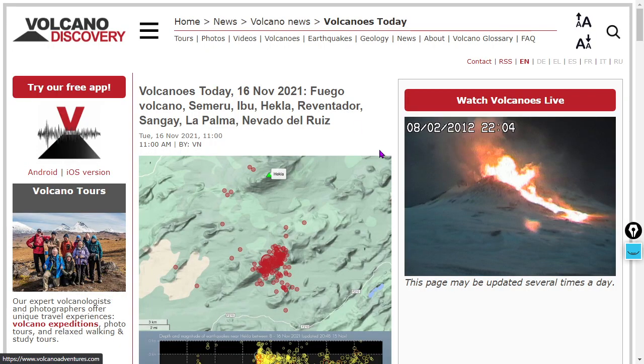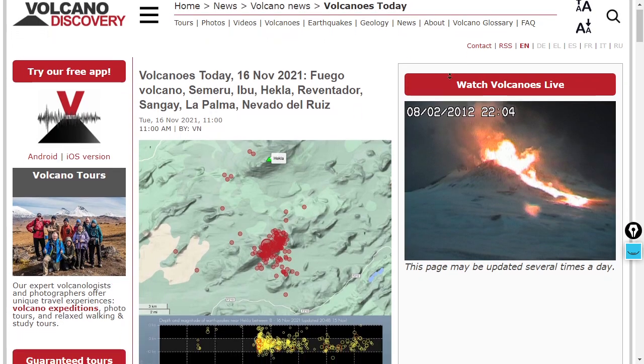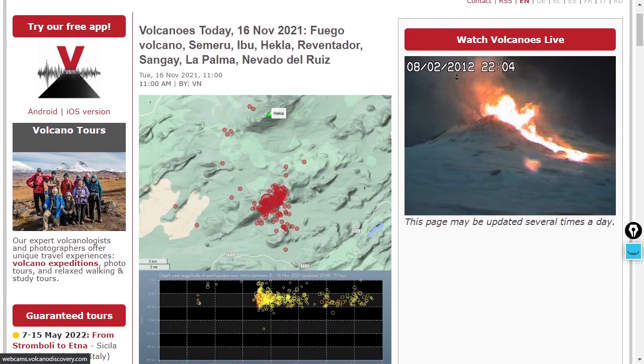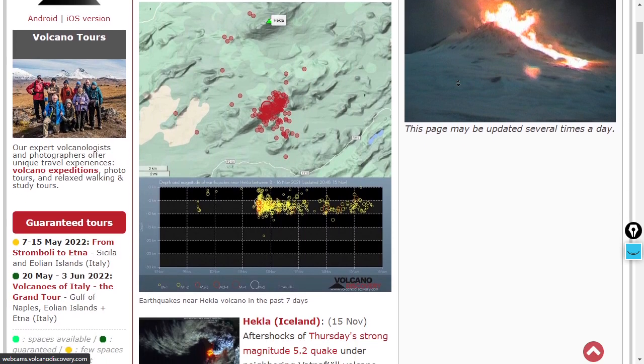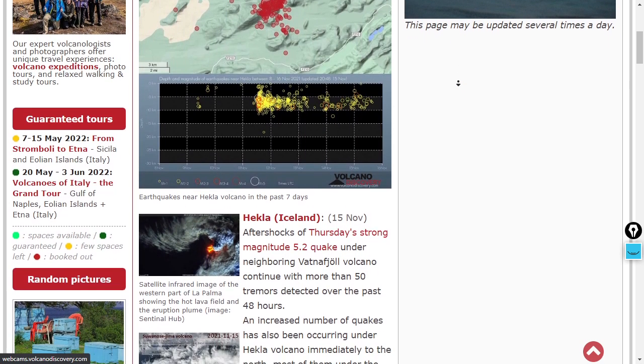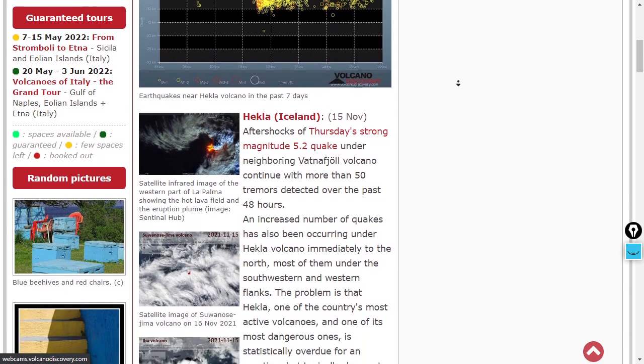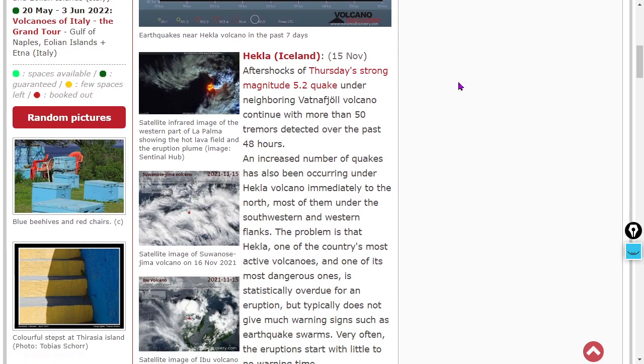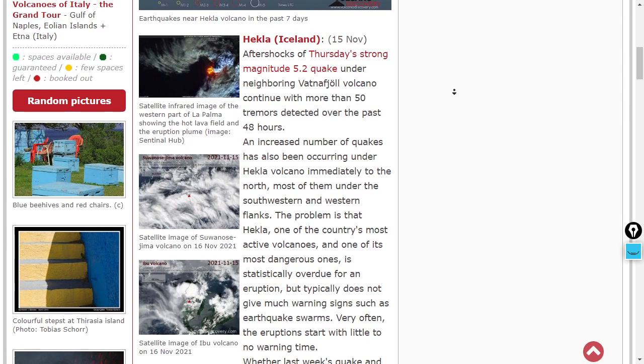And let's look at volcanoes. We see an uptick happening here at volcanoes. And the 5 magnitude quake that we covered in Iceland, actually a 5.2, was under Vatnafjall volcano. Yes. Anyway, now Hekla is on the list.